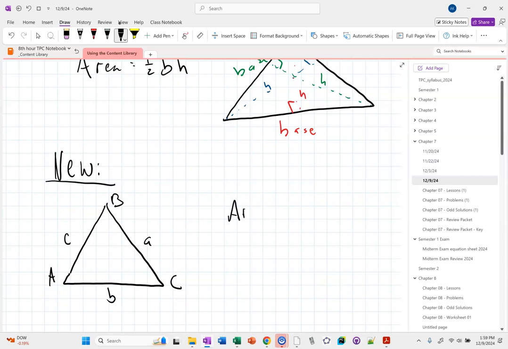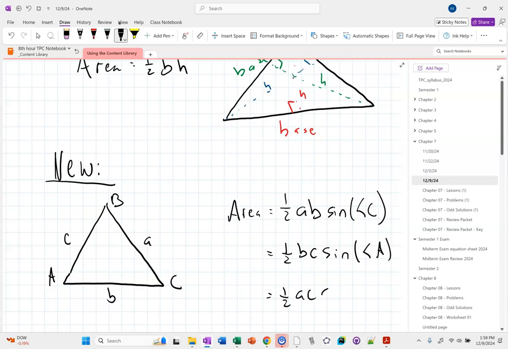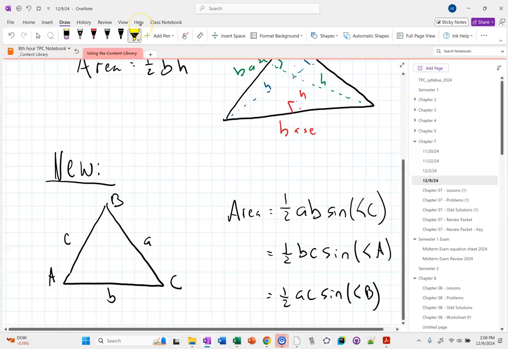We can say that the area is going to be 1/2 side A times side B times sine of angle C, or 1/2 BC times sine of angle A, or 1/2 AC times sine of angle B. They're all kind of saying the same thing.